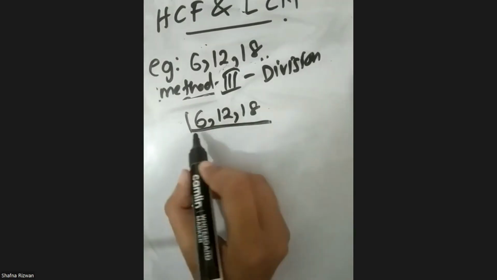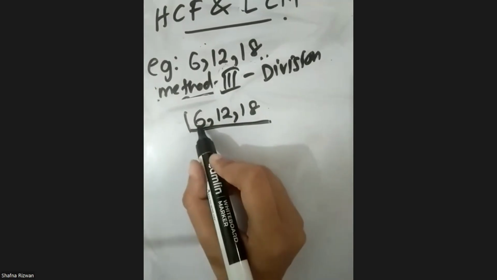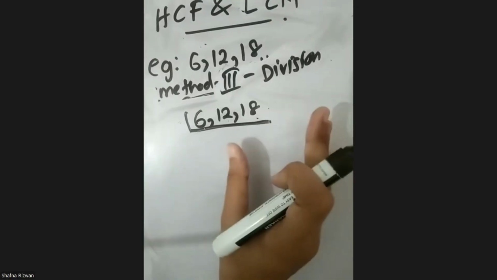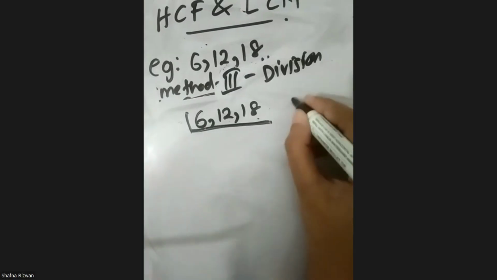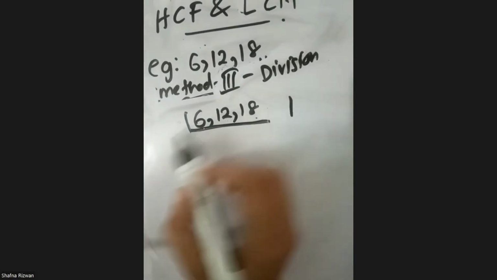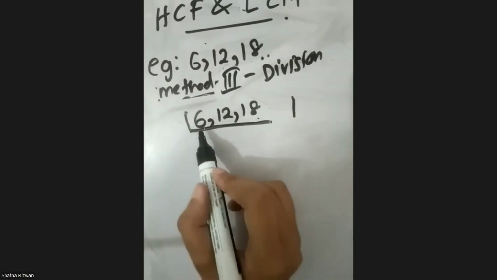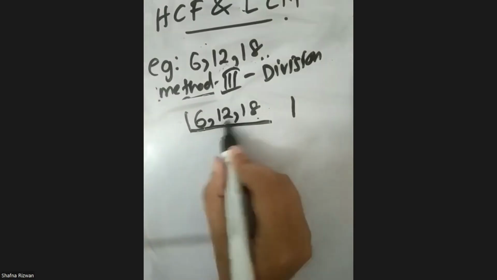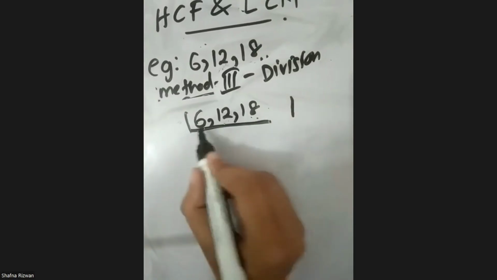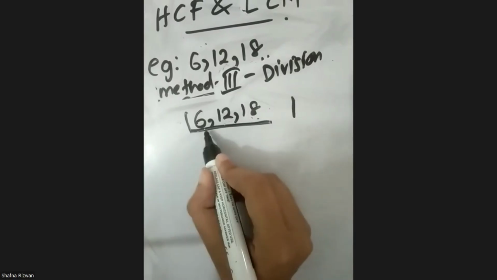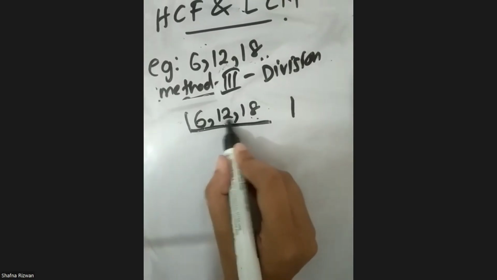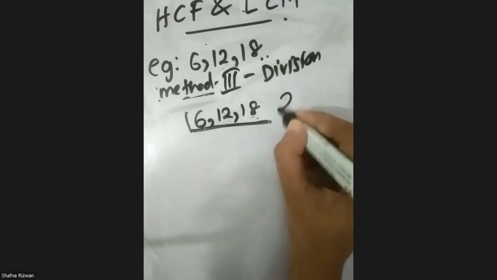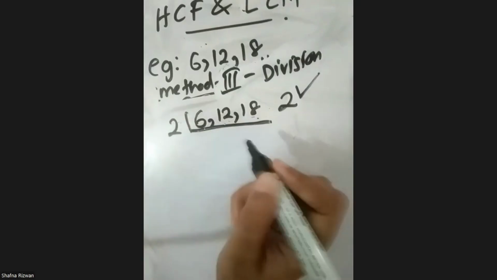Now what you have to do is see by which number 6, 12 and 18 are all divisible, one common number, and divide by it here. Can you say what that one number is which divides all of 6, 12 and 18 together? 6 is an even number, 12 is an even number, and the last digit of 18, 8, is an even number. So by which number can you divide here? By 2. So divide here.